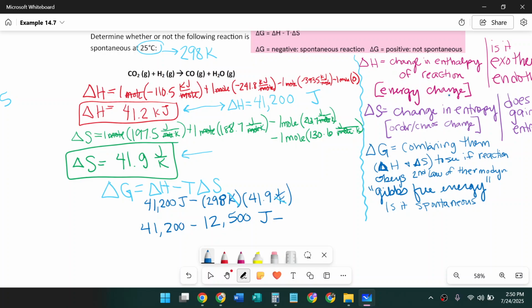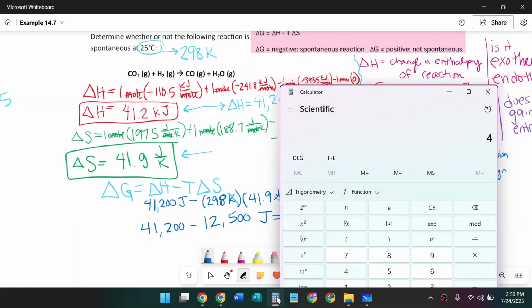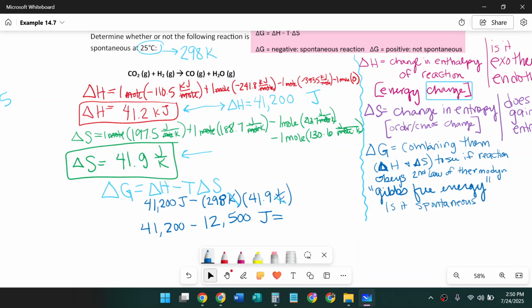And the good thing is that both of these numbers had their last decimal place in the hundreds place, so unless they were both the same number and they subtracted to make a zero there, that would be problematic, and we'd have to use scientific notation to show that that zero mattered. But because 2 and 5 aren't going to subtract to make zero, the number we get is already correct. So 28,700 joules. So that is our change in G.